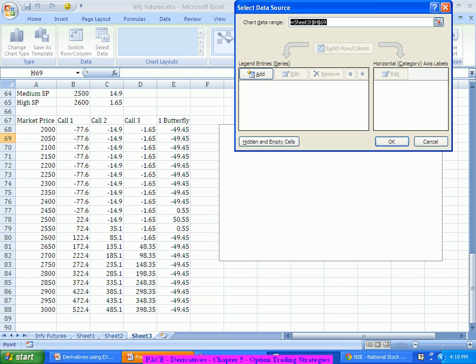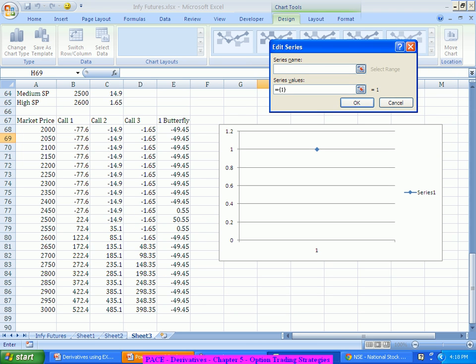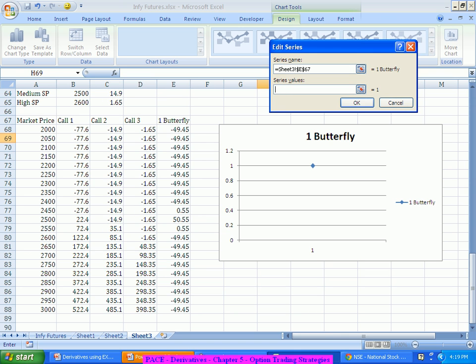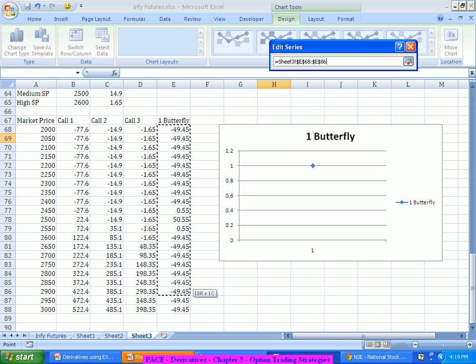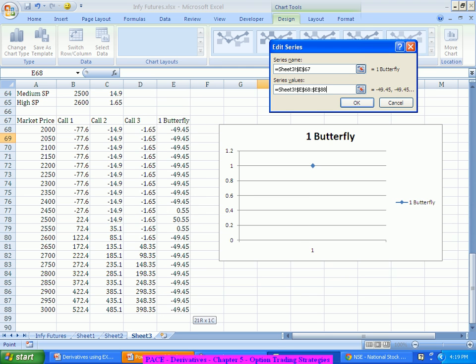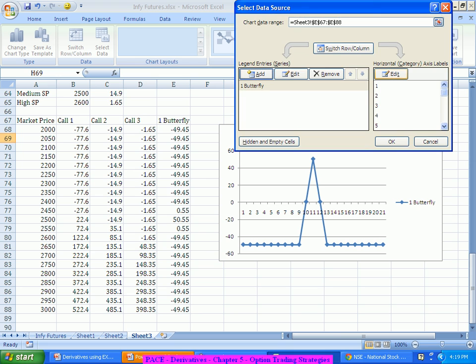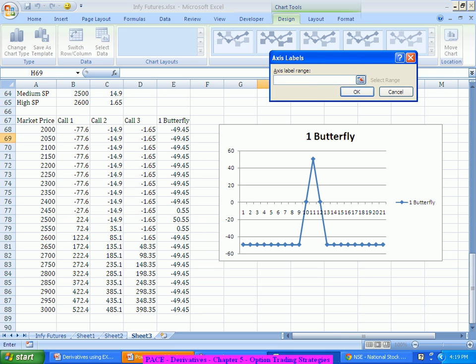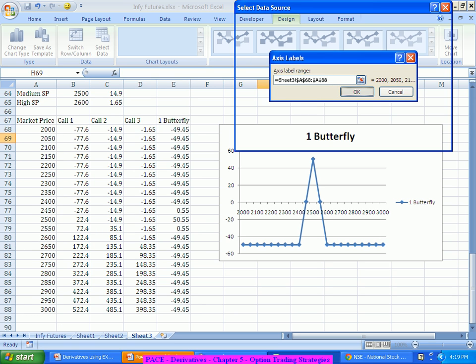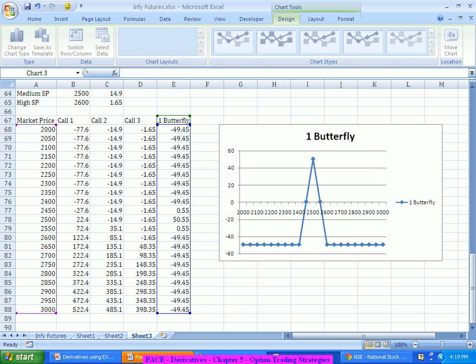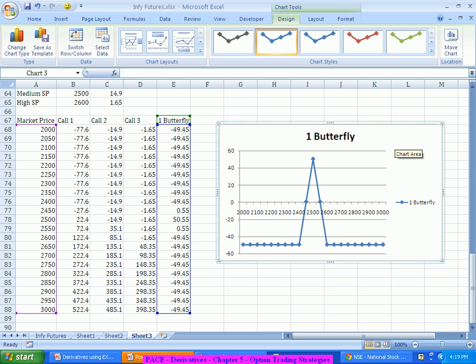Okay, so here the first one I'll add is one butterfly, whose values are these values. And I'll edit the horizontal axis, whose values are these values. So this is how my butterfly chart comes up. So it actually looks like a butterfly. That is where they have named it.